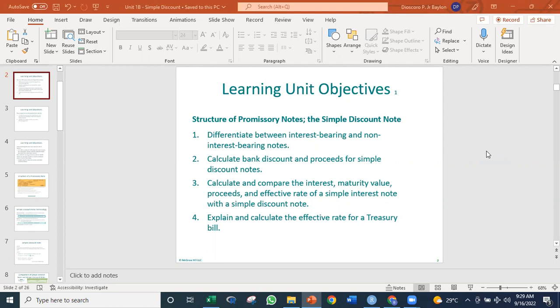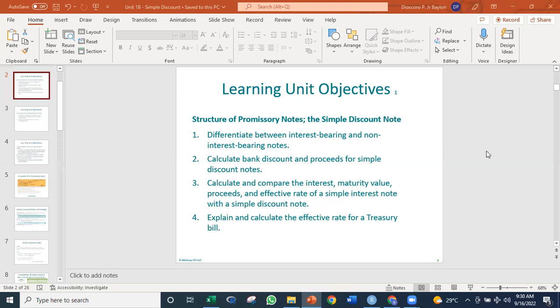And lastly, what we learned last time was, for example, given the interest, you can compute for the principal if you know the rate and the time. Given the interest, you can compute also for the rate if you know the principal and the time. And lastly, given the interest, you can compute for the time if you know also the principal and the rate. So those are the things that we discussed last time.